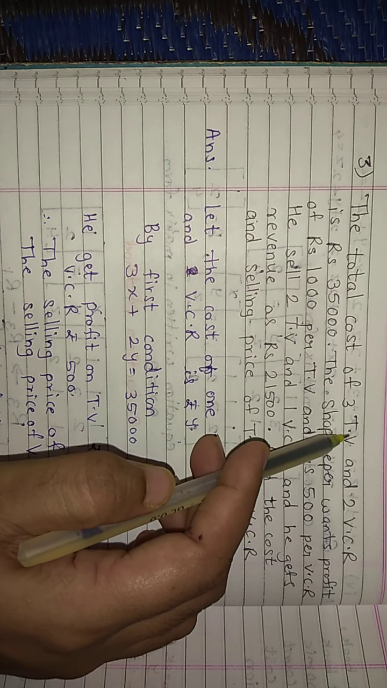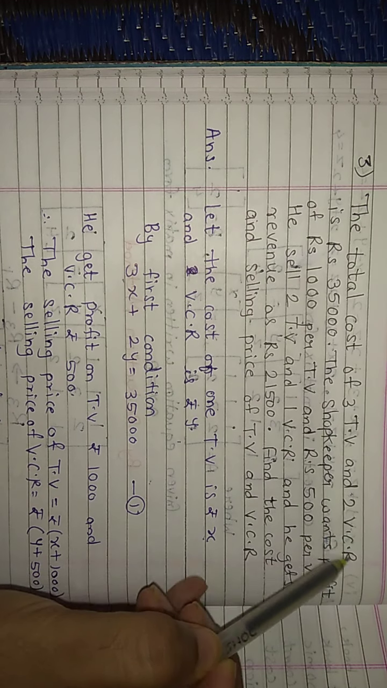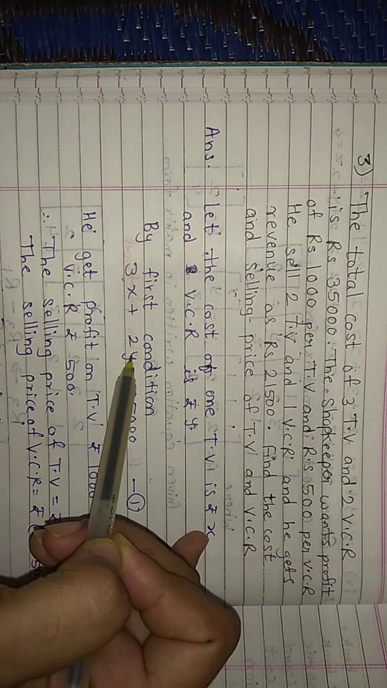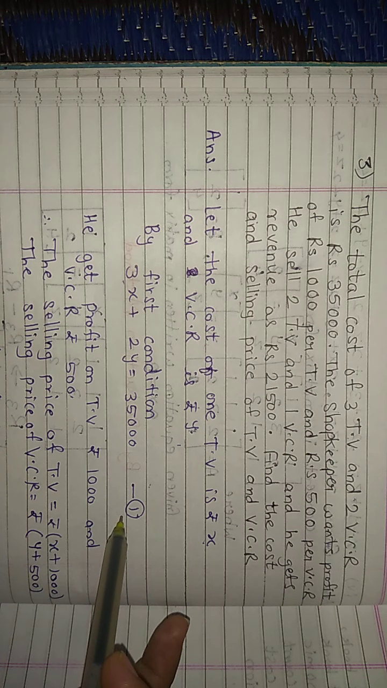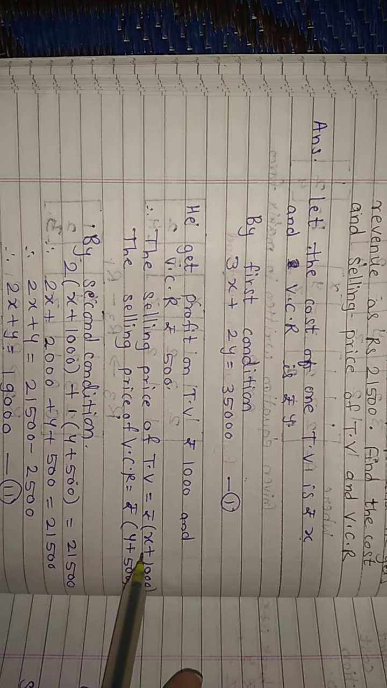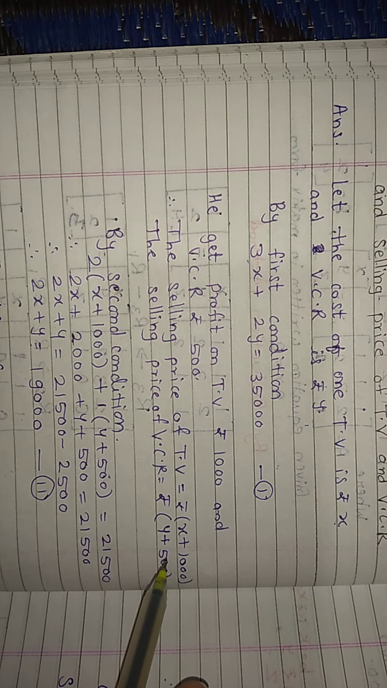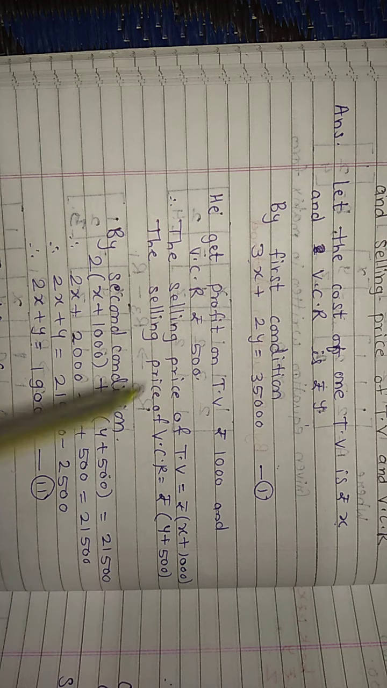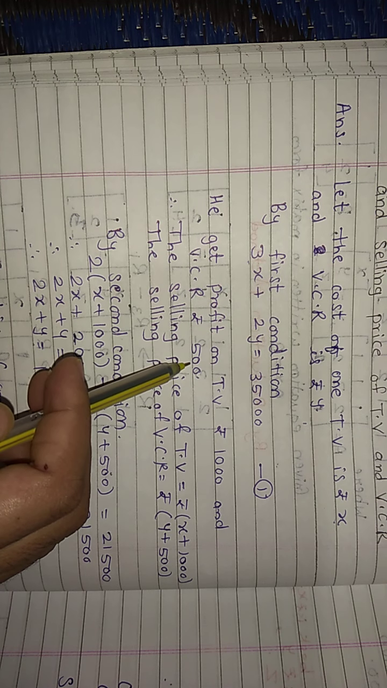So value of 1 TV is x rupees. Therefore 3 TV is equal to 3x. 1 VCR is y rupees. So 2 VCR is 2y and total cost is 35,000. This is by the first condition. After that he gets profit of 1000 rupees on TV and 500 rupees on VCR.